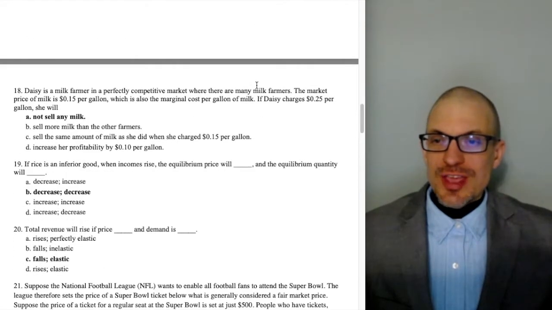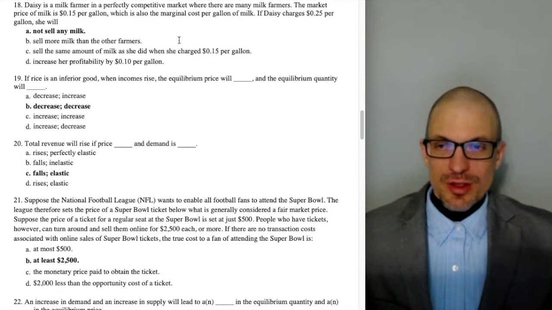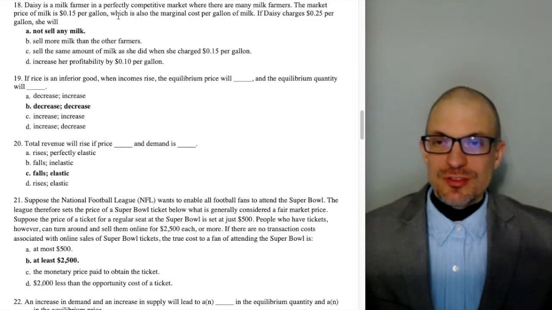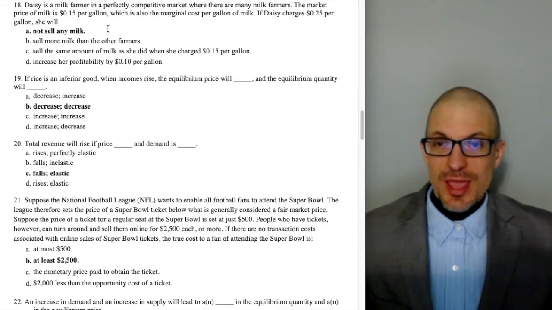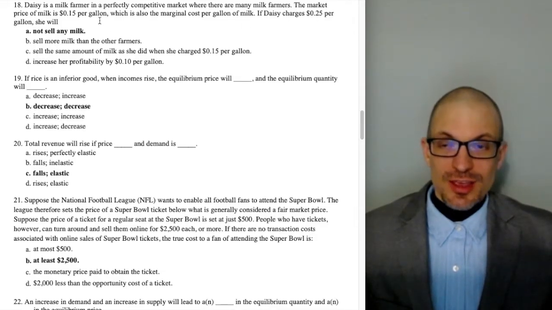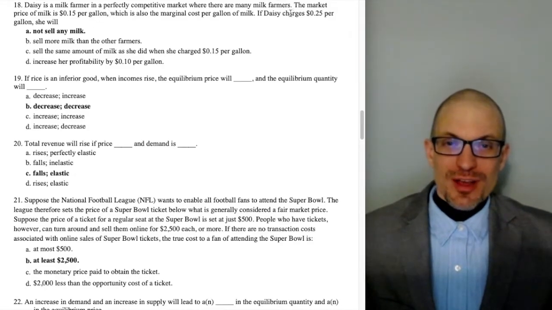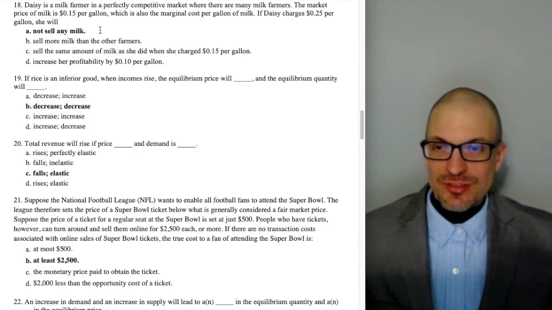All right, Daisy is a milk farmer in a perfectly competitive market where there's many milk farmers. Right, so that tells us Daisy has to be a price taker. The market price of milk is 15 cents per gallon. Marginal cost is also the marginal cost of a gallon of milk. If Daisy charges 25 cents per gallon, Daisy's not going to sell anything. It's going to be undercut. Daisy is ignoring the fact that Daisy's supposed to be a price taker. And so all the customers are just going to buy from everybody else who's selling milk at 15 cents, right? So Daisy doesn't sell anything.